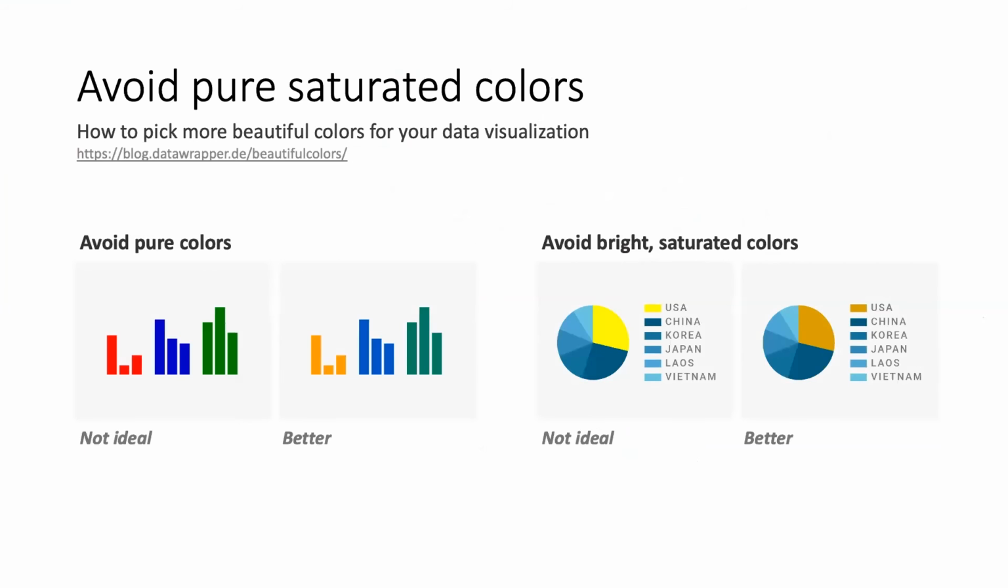Now, color can be kind of tricky. There's a lot of different things we can go into. I'm going to show you a couple things that I really like. Lisa Charlotte Roth does blog posts for a tool called Data Wrapper, and I like how she presents her information. So these are a couple of her figures. Avoiding really pure or really bright and saturated colors is really important.